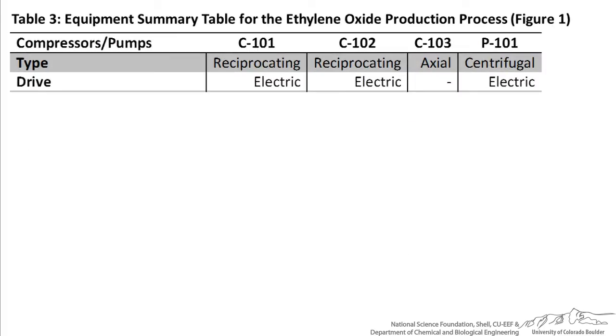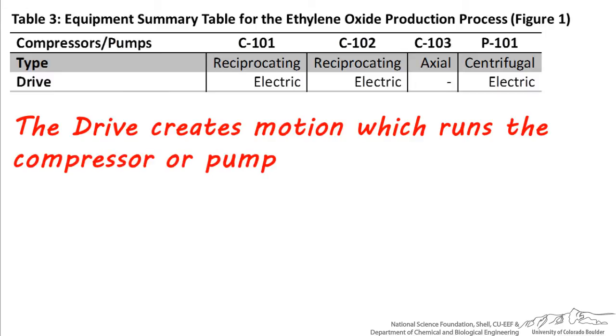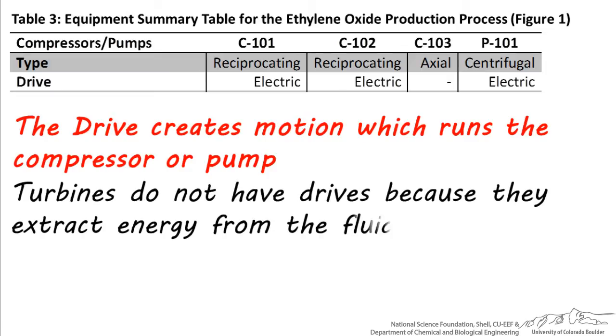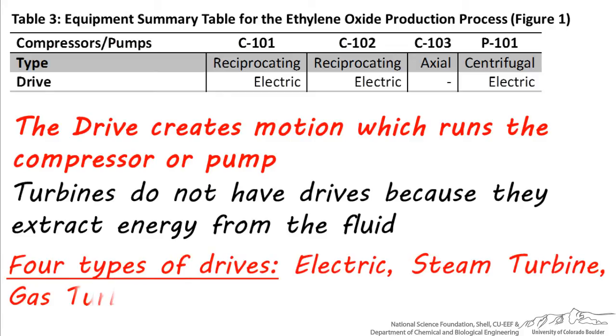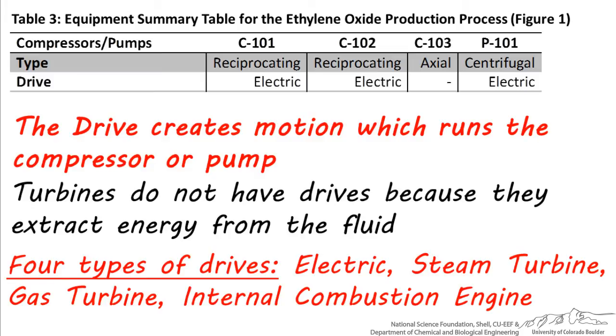Once you've selected a compressor or pump type, it's important to select the drive type. The drive is what actually creates the motion which runs the compressor or pump and enables it to pressurize the fluid. Recall that turbines actually extract energy from a fluid through depressurization. Instead of the fluid having work done on it, here the fluid is doing the work to create rotation or movement. So because energy is not being added to the fluid, but instead being removed, turbines don't have drives. There are four main types of drives you can choose: electric, steam turbine, gas turbine, or internal combustion engine.